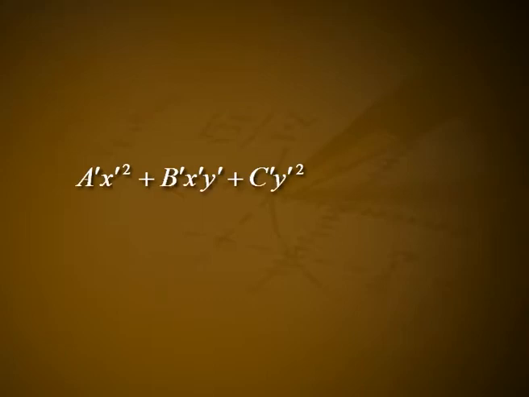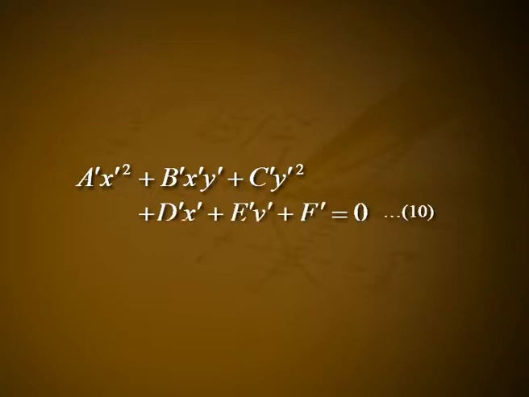Proof. If we apply equations 5 and 6 to the quadratic equation 7, we obtain a new quadratic equation a′x′² + b′x′y′ + c′y′² + d′x′ + e′y′ + f′ = 0, equation 10. The new and old coefficients are related by the equations a′ = a cos²α + b cos α sin α + c sin²α, equation 11.